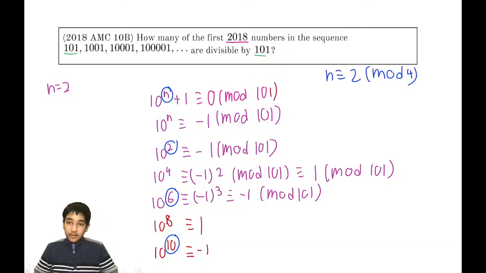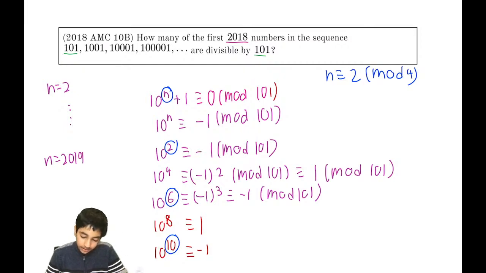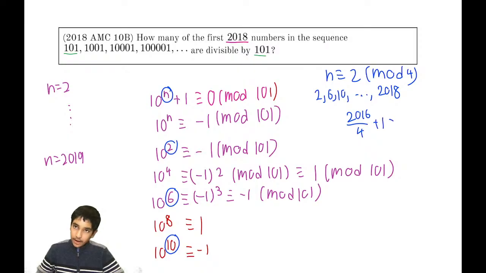As you can see here, and of course, the odd values won't work. So how many possible values of n are there? Well, you can clearly see that the first 2018 numbers will range from n equals 2 all the way till n equals 2019, because 2018 numbers, 2 to 2019. So thus, we must have 2, 6, 10, all the way to 2018 as the numbers that work. So a total of 2016 divided by 4 plus 1, equal to 505 numbers do work. And that's the solution for this problem. 505 is the answer.